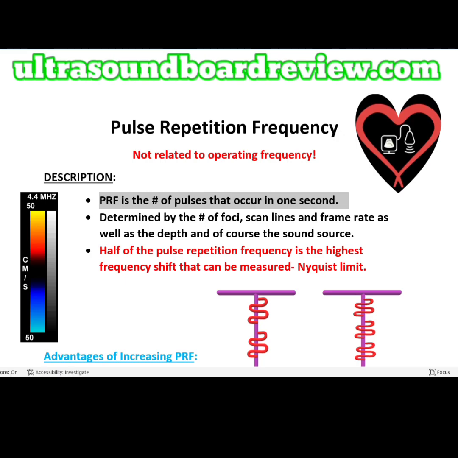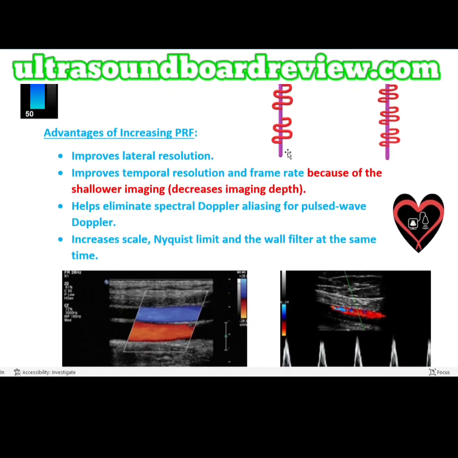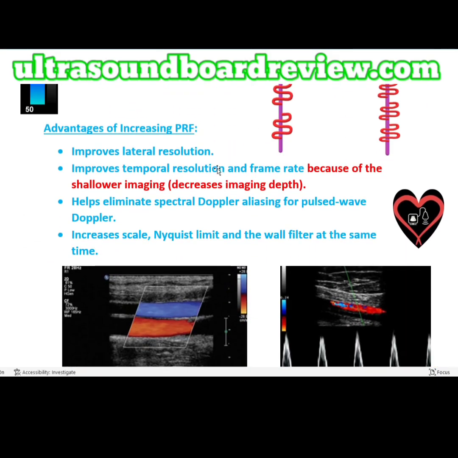It's determined by the number of foci, scan lines, frame rate, as well as the depth, and of course the sound source. Half of the pulse repetition frequency is the highest frequency shift that can be measured. This is called the Nyquist limit. If you look at this color map here, this represents not only the PRF, but the scale, Nyquist limit, and the wall filter. The purpose of this video is to go through all the advantages and disadvantages of PRF.